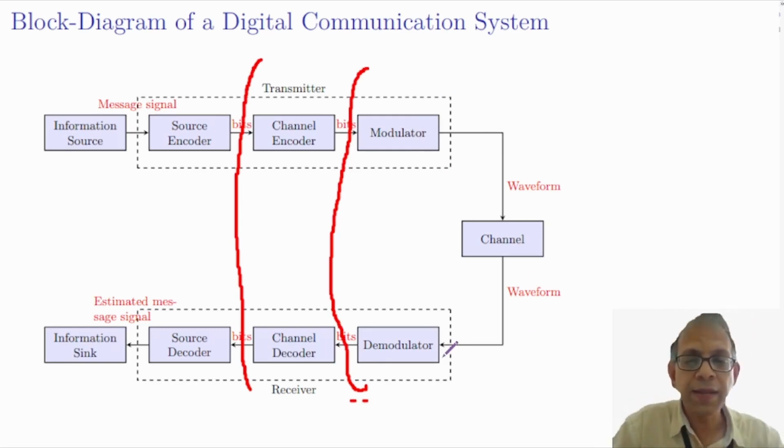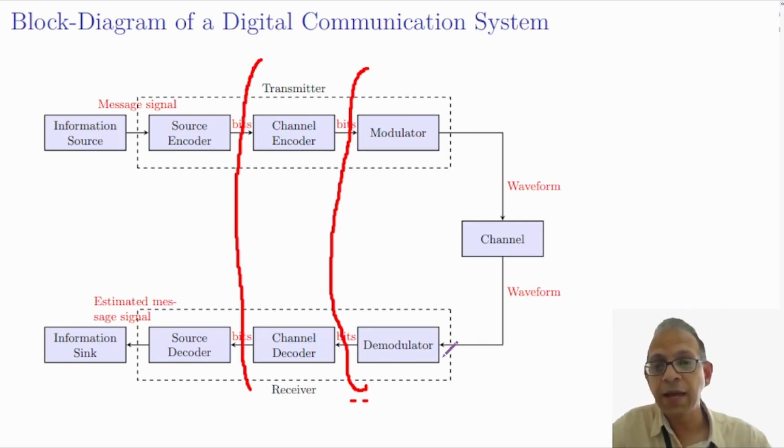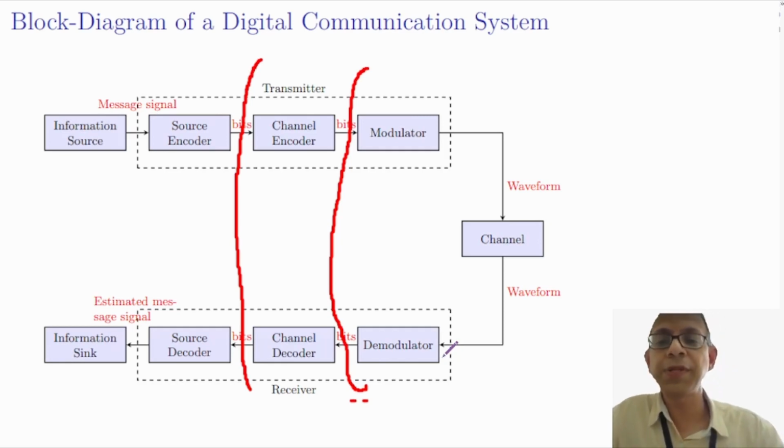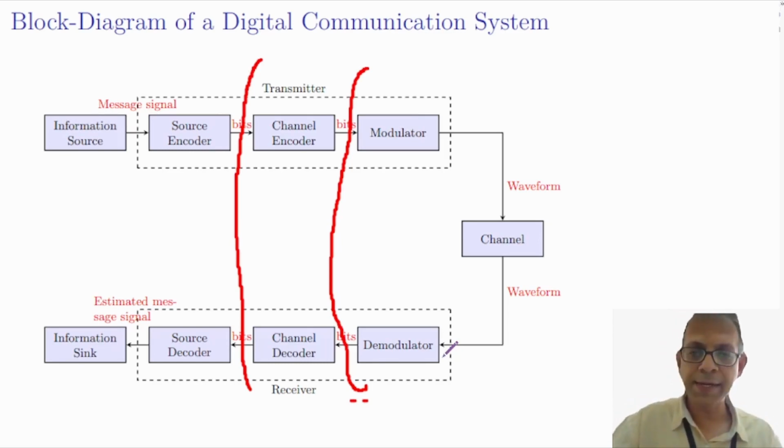So a channel not only represents a physical medium through which the signal is transmitted, it represents much more than that. Its meaning also depends on the type of study we are carrying out. If we are studying modulator and demodulator, the channel is an analog channel for us. If we are studying channel encoder decoder blocks, then the channel is a digital channel for us. Similarly for the source encoder decoder. So I hope this point is clear.